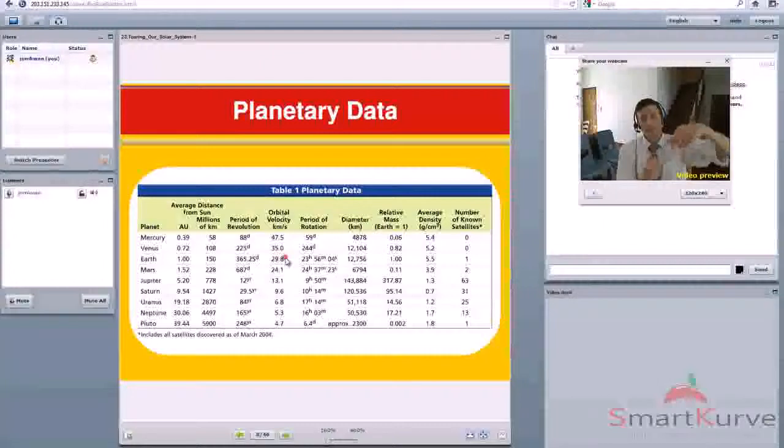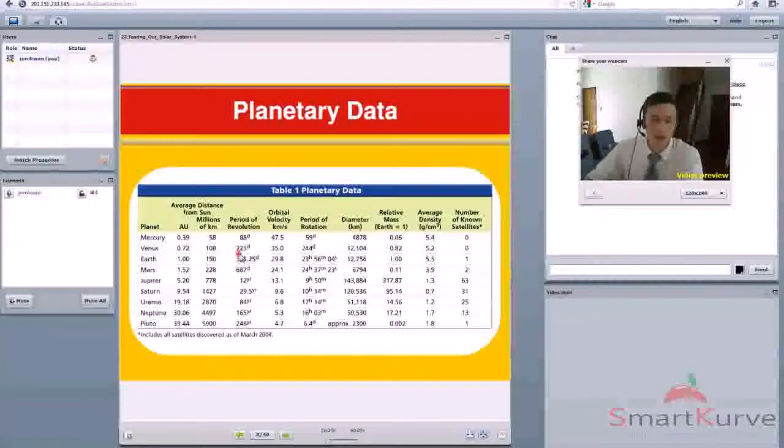One very interesting thing to notice about this data is with the planet Venus. You can see here the period of revolution is 225 days. So a year on Venus is 225 days. Its period of rotation, 244 days. So a day on Venus is 244 days, where a year on Venus is 225 days. So on the planet of Venus, a day is longer than a year. Very strange.